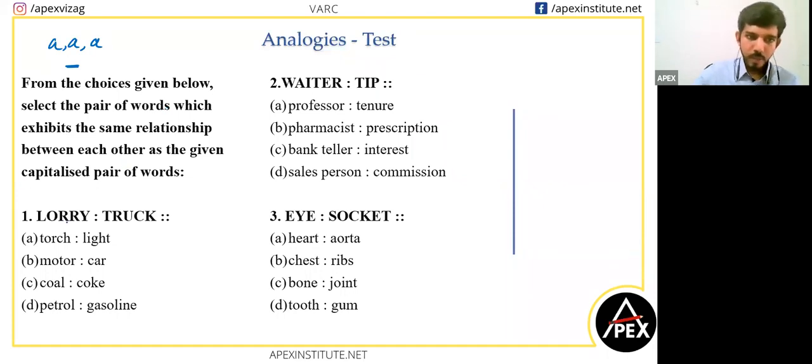So here, lorry and truck mean the same thing. The relationship here is synonyms, right? So what else can mean the same thing? Torch and light? No. Torch is used to generate light. Motor and car are two different things. The motor drives the car. So they are also not right.